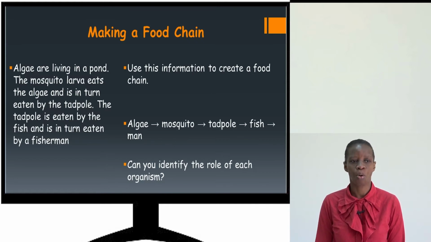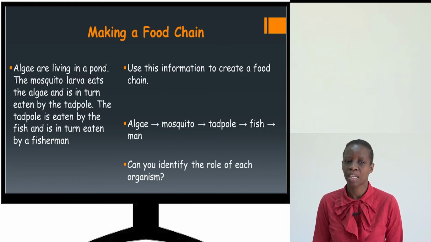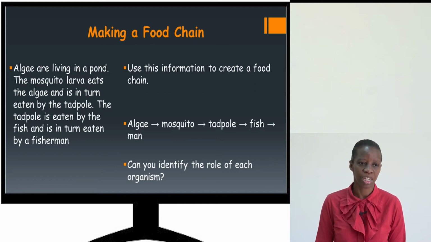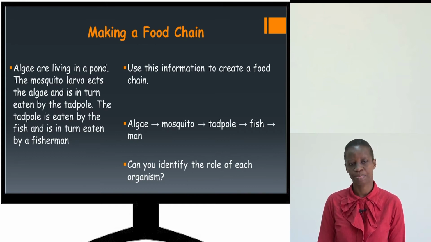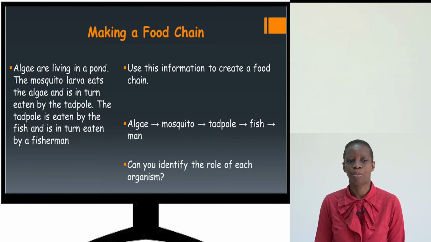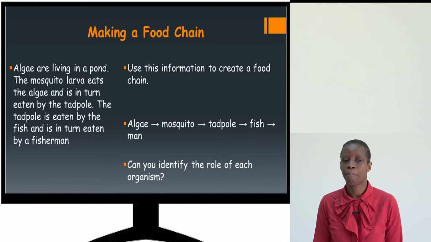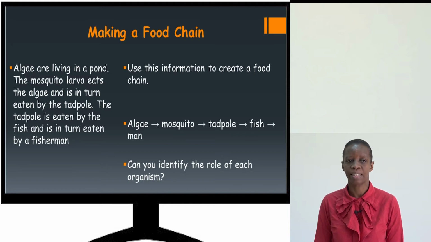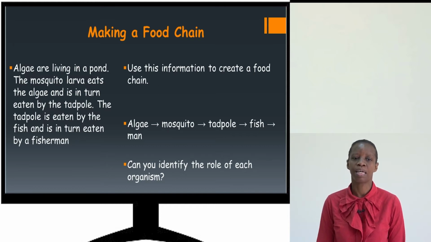So, based on what we just presented, we can pick out what is the producer. Remember, your food chain should always start with a producer, so it must start with a plant. The algae would be the producer, and that, we're told, is eaten by the mosquito. So the next organism in that food chain would be the mosquito.